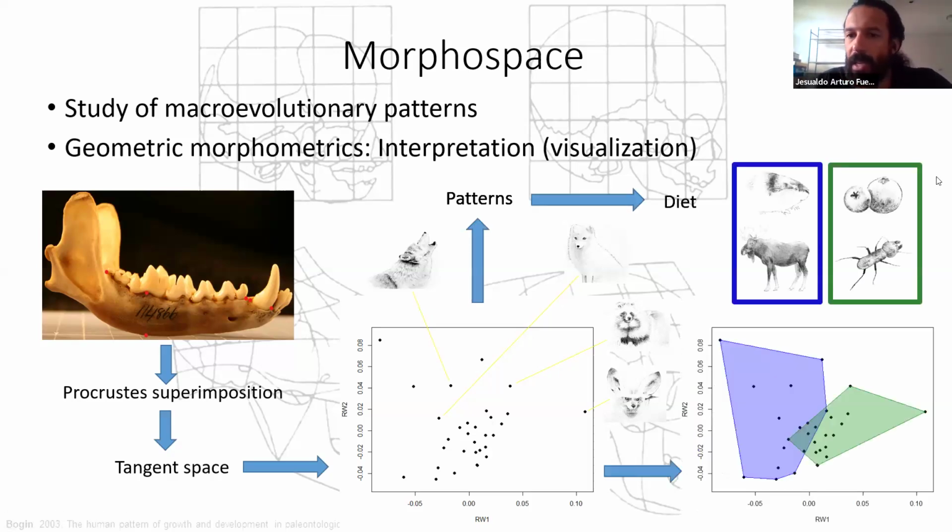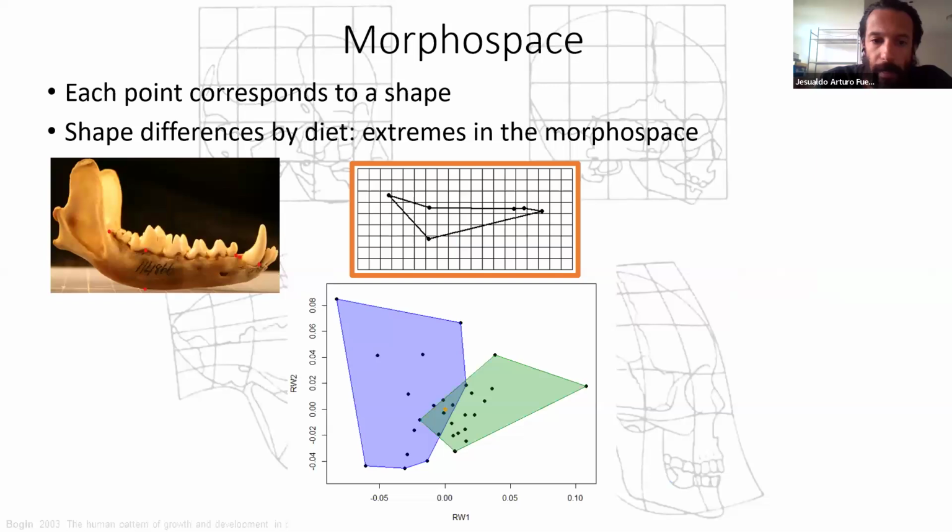So for example, in this case, we find that some specific diets, for example carnivory, which is shown in blue, and non-carnivory, which is shown in green, and which we are going to refer to basically as omnivory for simplicity, occupy different regions of the morphospace. So the advantage here is that we can identify whether diet is related to the morphological attributes that we see in this morphospace.